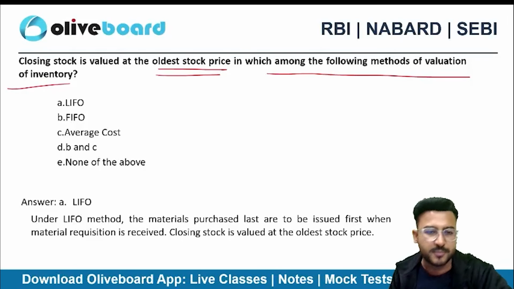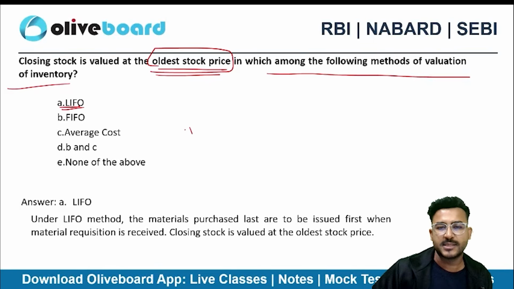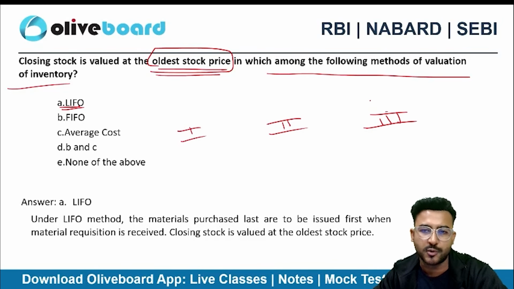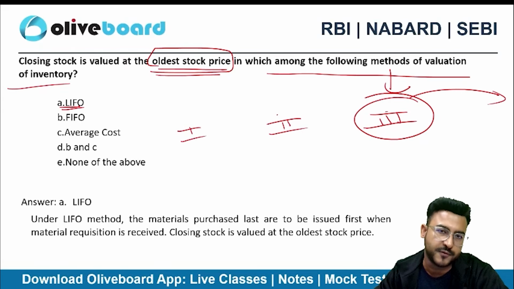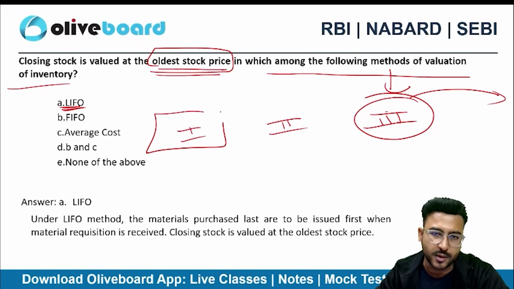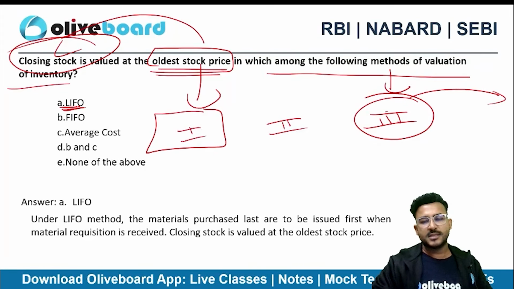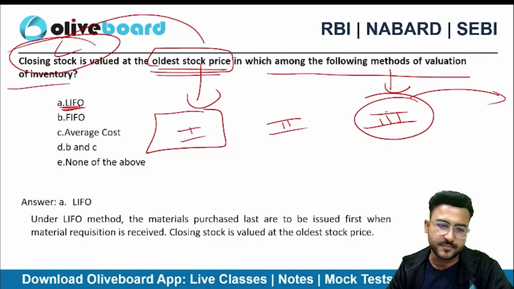Here the correct choice will be LIFO. Option A, LIFO, the oldest stock price. Why? Because last in, first out. Let's suppose I have purchased 3 lots. Last in, first out. So the lot that I have acquired last will go out first. So that's why the oldest stock price will be the closing stock valuation, right? So where will the stock remain? It will all remain from lot 1. So this will be the oldest stock price in the LIFO.